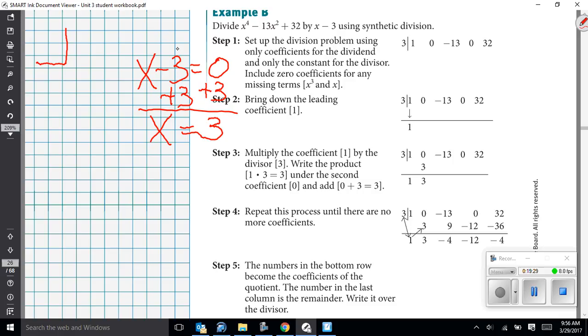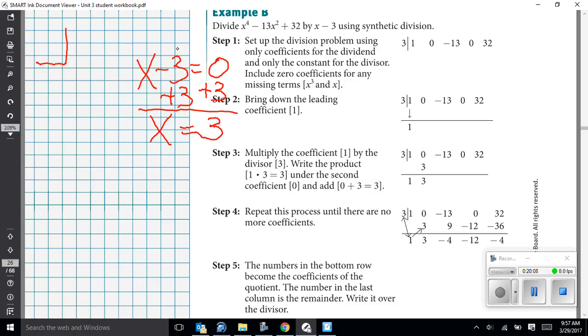So the first step is you bring down whatever your first number is. It doesn't matter what it is, you automatically bring it down. And now what we're going to do is follow a zigzag pattern, multiplying and adding. So we're bringing down our first term. Now we're going to take what we're dividing by. So 3 times 1, and that's where that number is coming from. So 3 times 1 is 3. And then we're going to add the coefficient in front of our x cubed and our 3 together. So 0 plus 3 is 3.